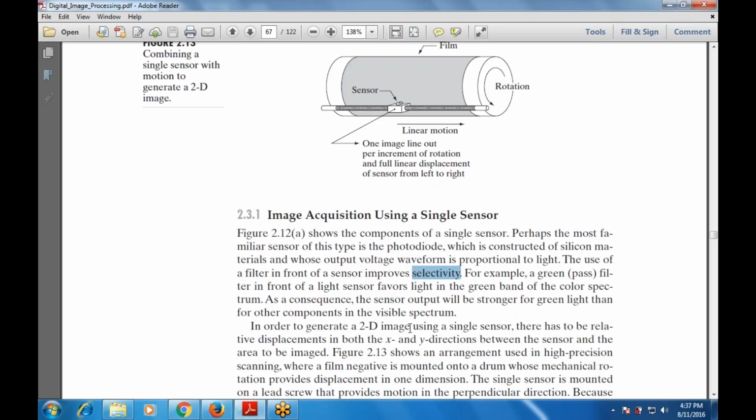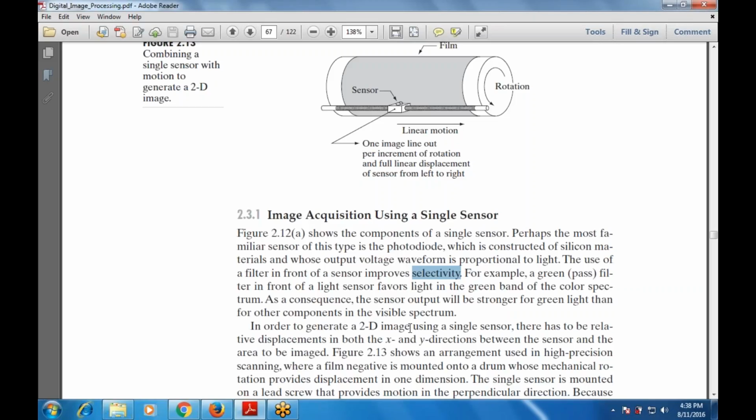Only one image line will be output per increment of the rotation and the full linear displacement of the sensor from left to right. Only a single line. For example, with a green filter in front of the light sensor that favors light in the green band of the spectrum, the sensor output will be stronger for green light than for the other components in the visible spectrum.